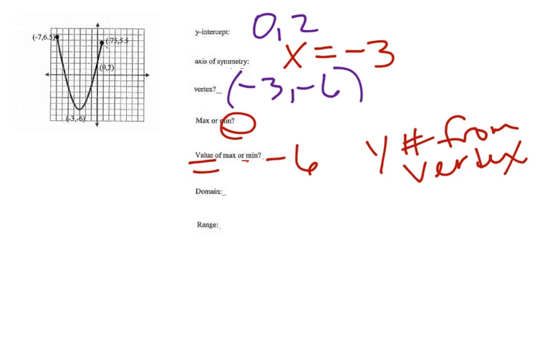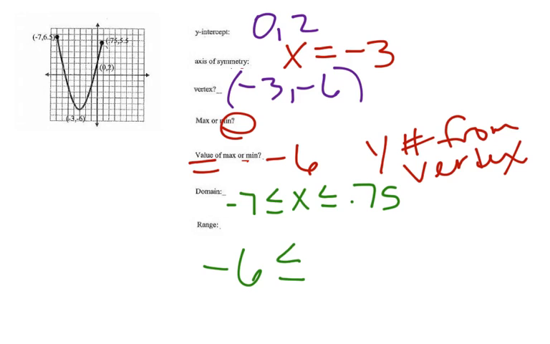Domain on this one, the furthest to the left that it goes is -7, less than or equal to, because it's a solid dot, x for domain, less than or equal to, because it ends at a solid dot, the biggest x we ever had was 0.75. Range, the smallest y we ever had was -6, less than or equal to, because the line actually touches it, y because we're talking range, less than or equal to, because it's a solid dot at the top, 6.5, because that was the biggest y value we ever had.